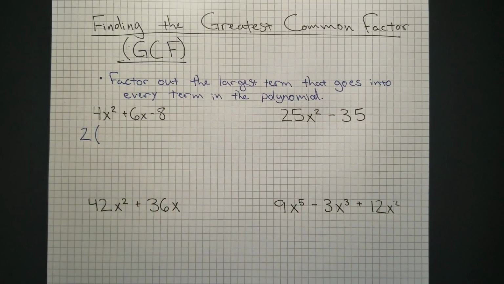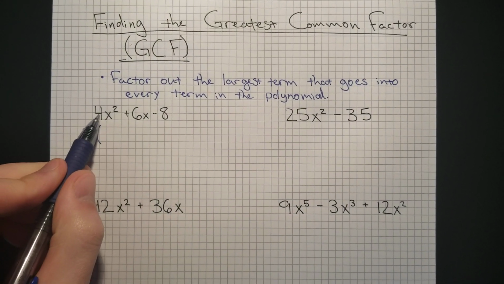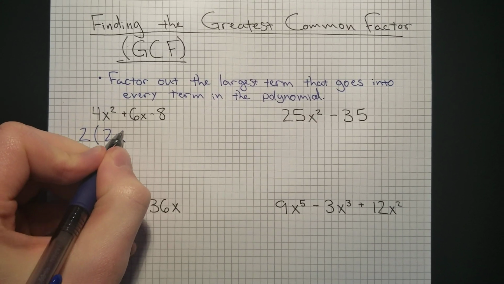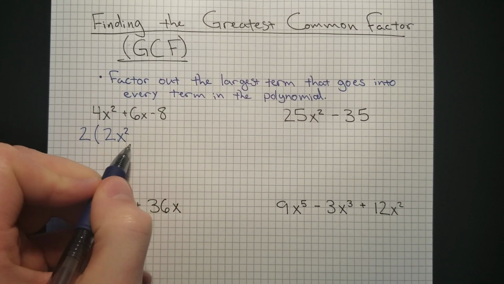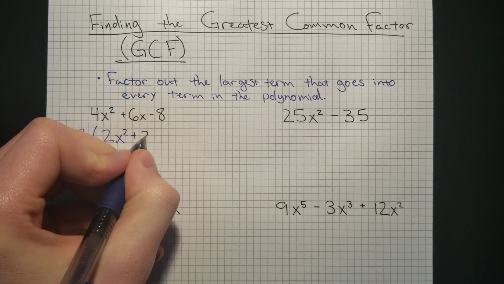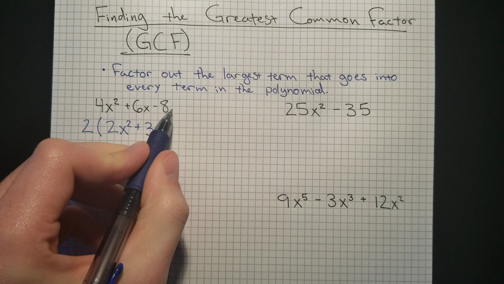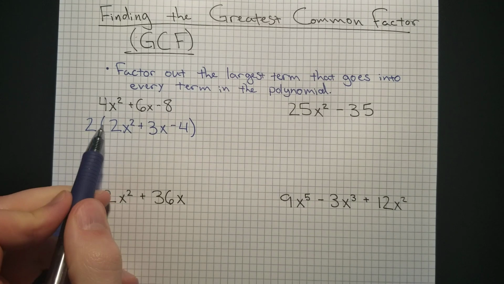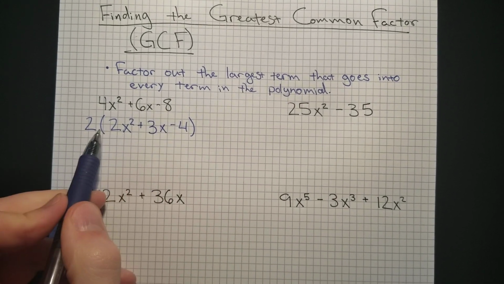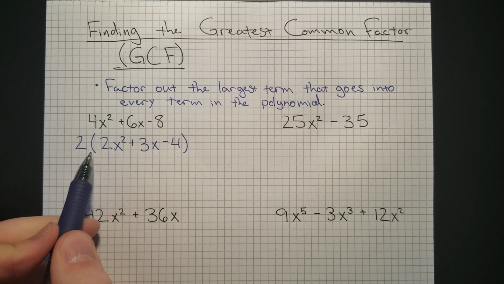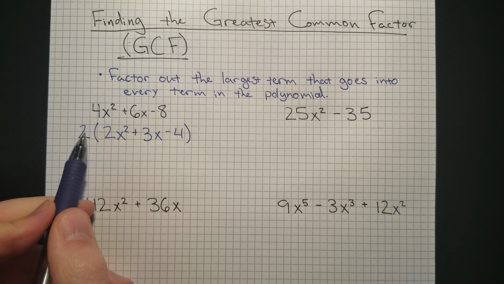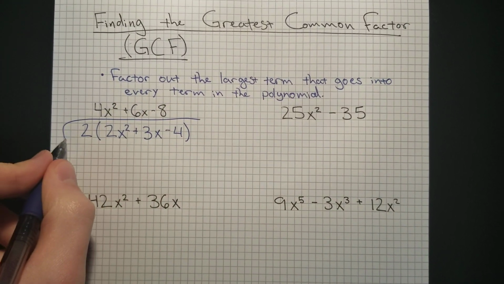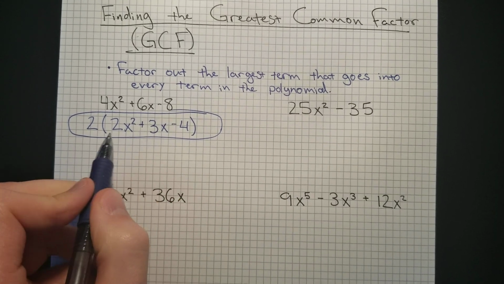And we're going to pull that, or divide that, out of all of those terms. So 4 divided by 2 is 2. We carry down that x squared. 6 divided by 2 is, well, it's positive 6, so that's 3. Carry down the x. And negative 8 divided by 2 is negative 4. So you can see how all of these terms were divided by 2, and we pulled that out to the side. Now, if we were to do the opposite, you would multiply those and you would get that term again. But as we're factoring out a greatest common factor, that's what it's going to look like.